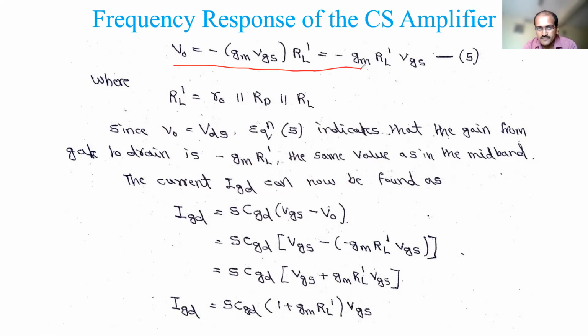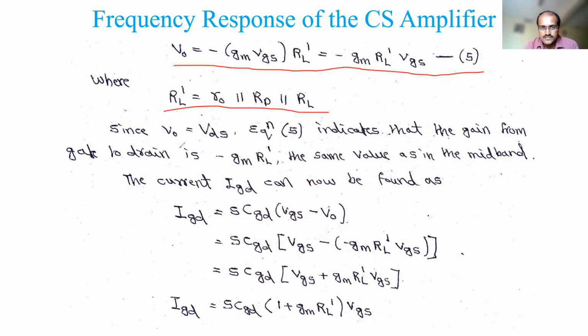So the first time it may be confusing, but I will send you the notes, so then you will be learning this and working it out. One or two times reading, you will understand this. So gm RL dash VGS, like this we will write as equation number 5. So we are referring to this equation finally. In this, RL dash is given as R0 parallel to RD parallel to RL. I have shown it in the figure also, and again I am writing it here once again.